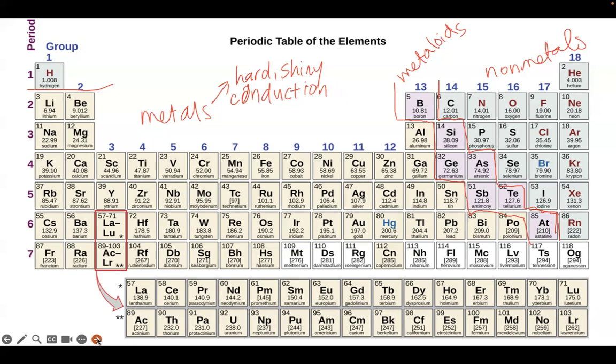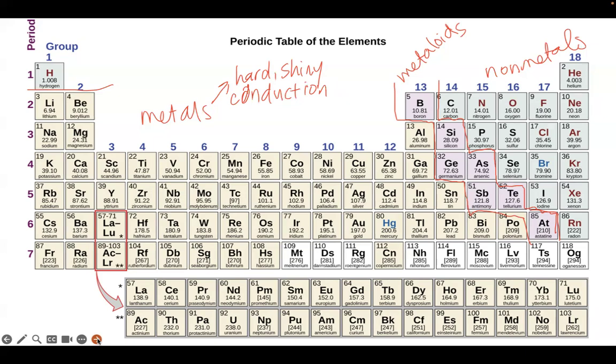They typically are, I always think of properties of like a pan. They're good conductors of heat because we can boil water. They're conductors of electricity, right? You don't want to be out in a thunderstorm with something metal on you. They're typically hard and shiny.